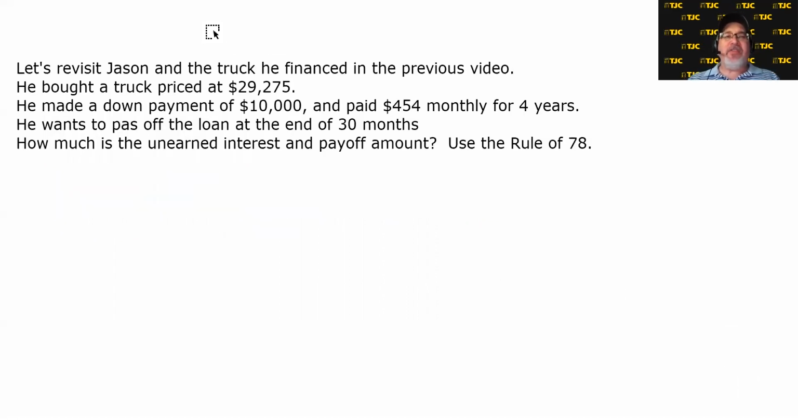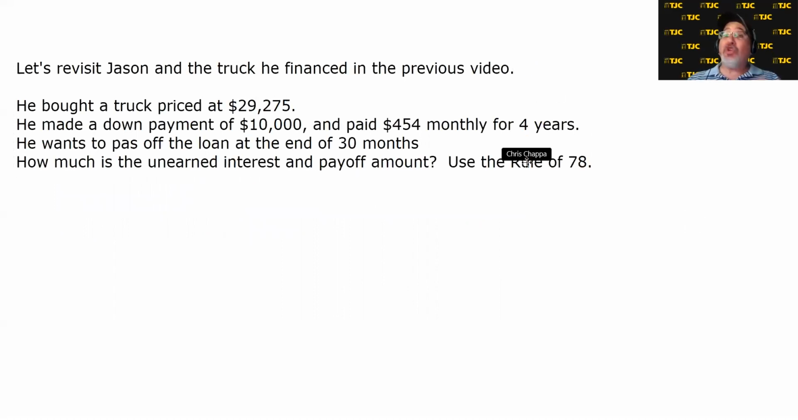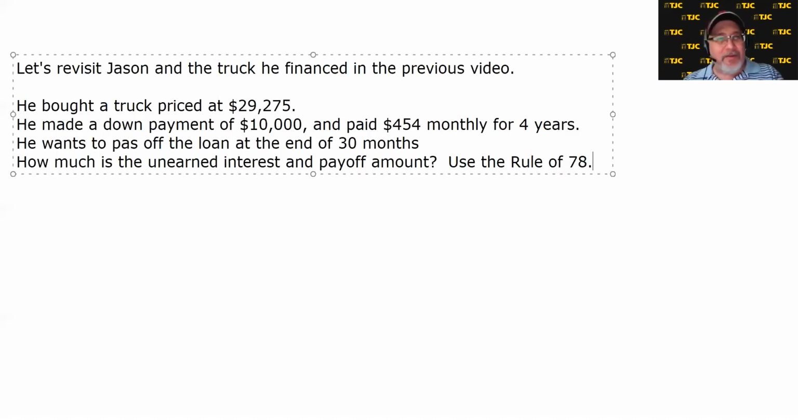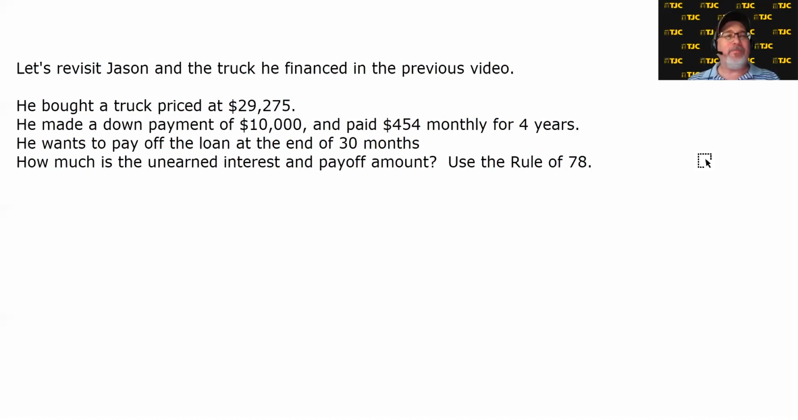Let's revisit Jason and the truck he financed in the previous video, shall we? He bought a truck priced at $29,275. He made a down payment of $10,000 and paid $454 monthly for 4 years. He wants to pay off the loan at the end of 30 months. How much is the unearned interest and payoff amount? Use the Rule of 78.